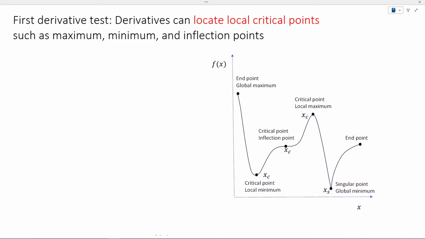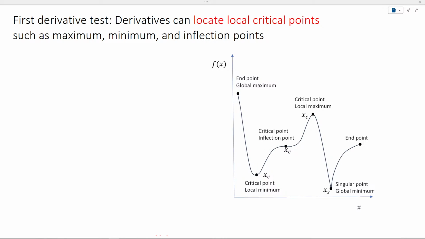So here, this is an endpoint. This is another endpoint. Here, this is a local min. This is a local max. This is an inflection point, a critical point, inflection point. This is a critical point, local maximum. This is a critical point, local minimum.